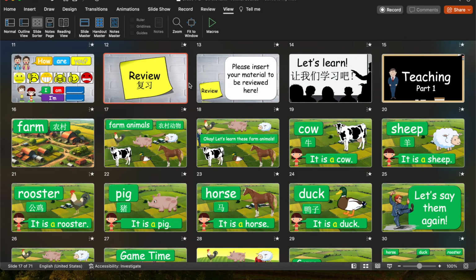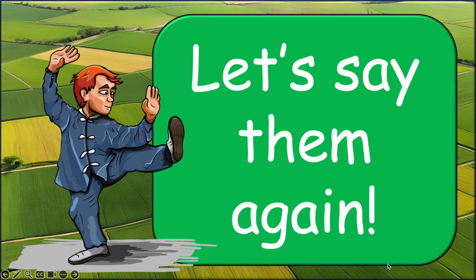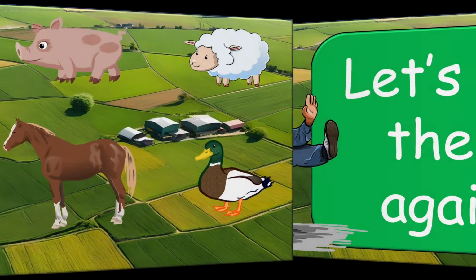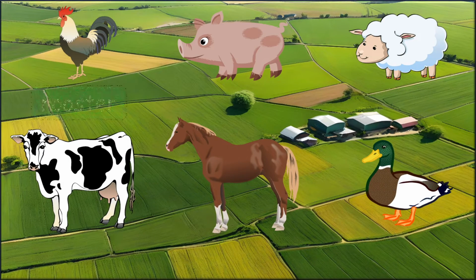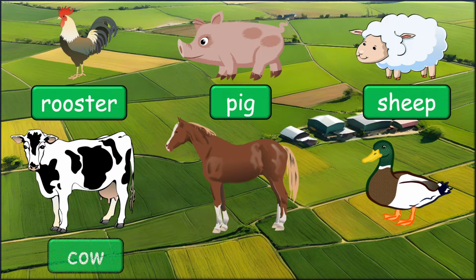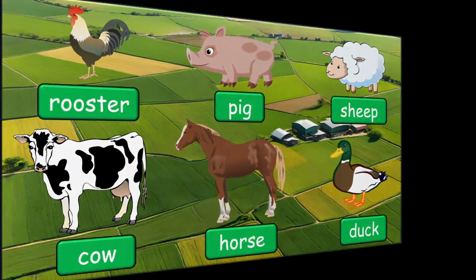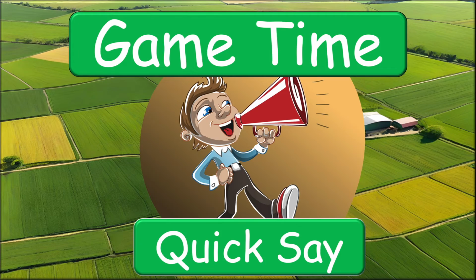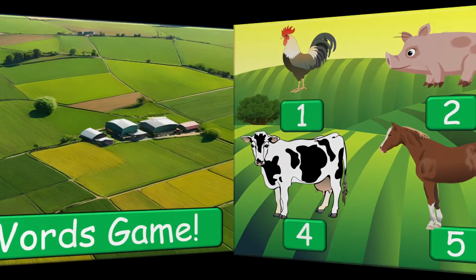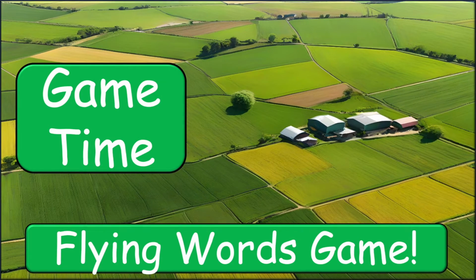Okay, so this is my grade 1 and 2 farm animal sounds lesson, and in this lesson there are 6 farm animals. There's cow, sheep, rooster, pig, horse, duck, and then during the lesson, right after I show the words the first time, and I teach them an action, then I have them say the words one more time. So rooster, pig, sheep, cow, horse, and duck. Then we do a quick say game. And then we do the flying words game, which is the focus of this tutorial.